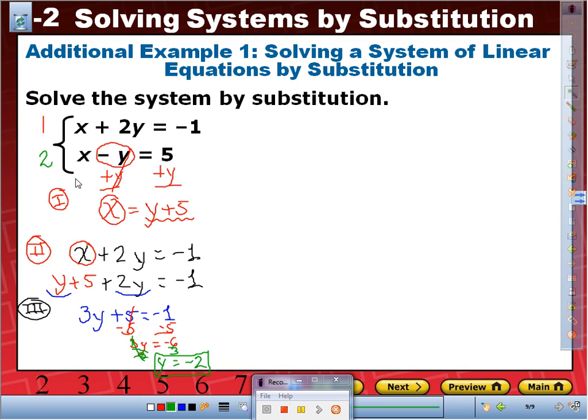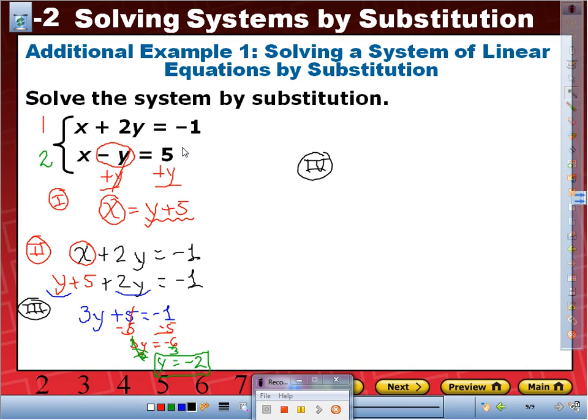So once again, step 1, solve one of the equations for one variable. Step 2, substitute that one into the second equation. There it is. Step 3, we solve for the remaining variable. Okay. Pens down, eyes up here. Here goes the tricky part for some of us. Step 4. For step 4, we need to take this value and substitute it into one of the equations.